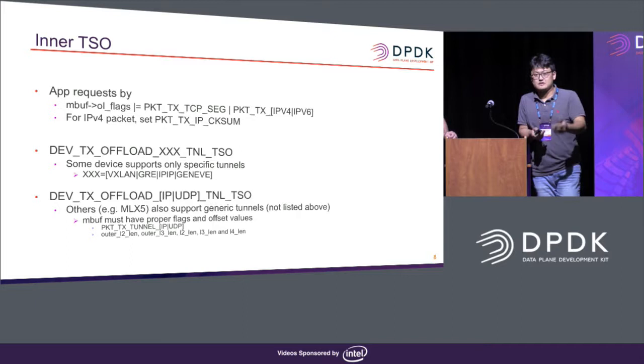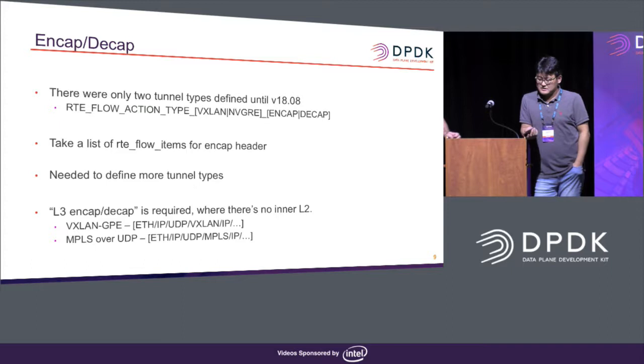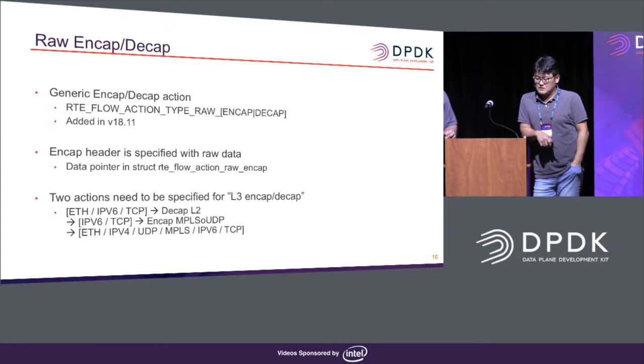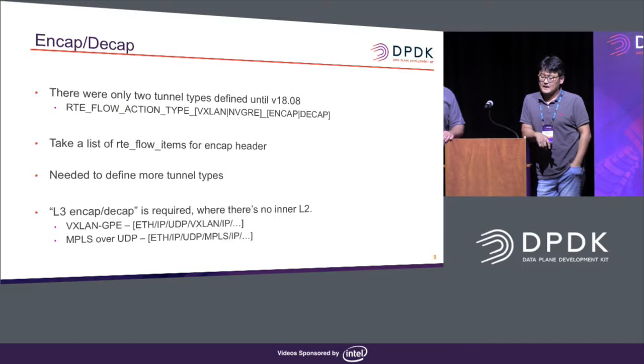For encap decap, we've been having this for a long time, not for a long time, until 18.08. We had VXLAN and NVGRE encap decap actions. And then it takes a list of RT flow items for encap header and needed to define more. But there are so many other tunnels, other than VXLAN and NVGRE, so we had to define more tunnels in a kind of more efficient way.